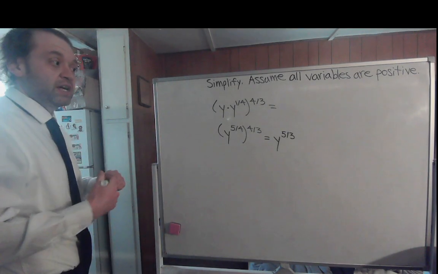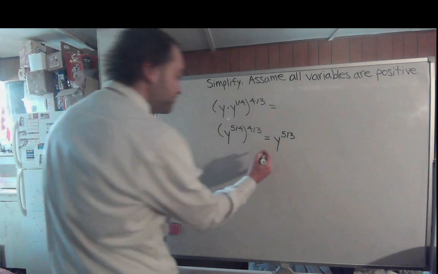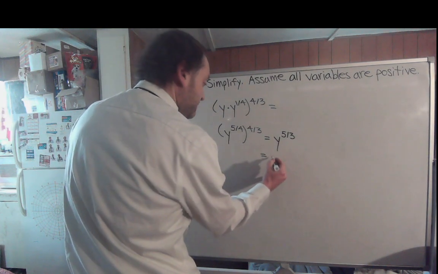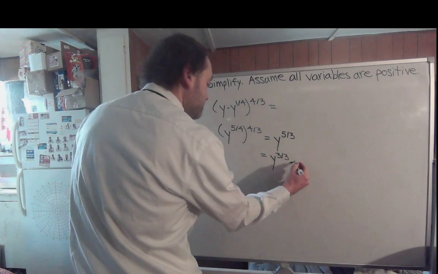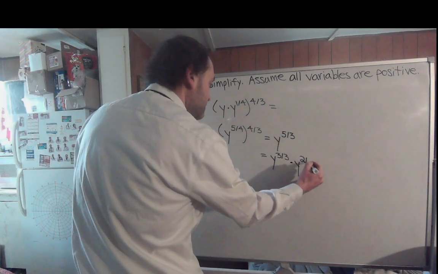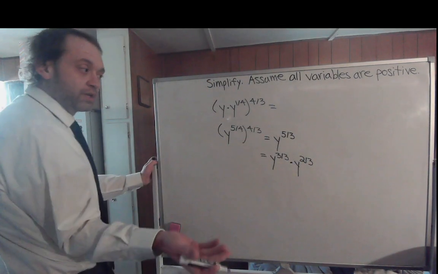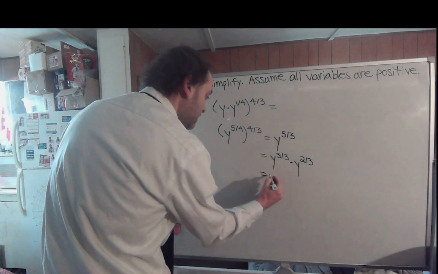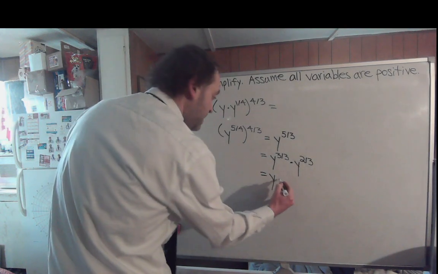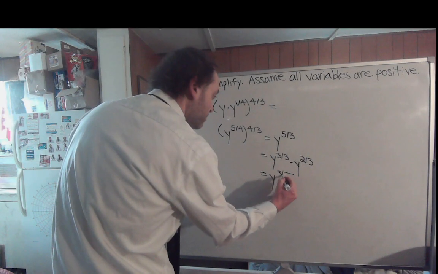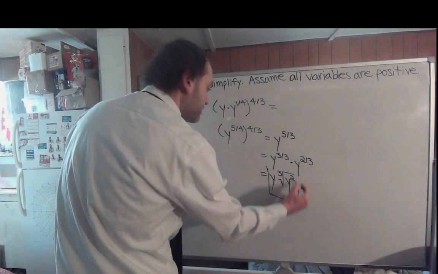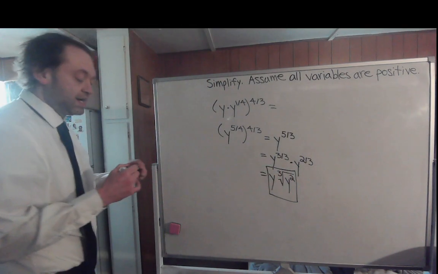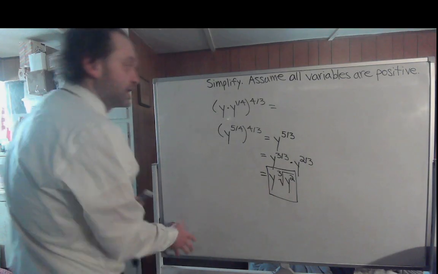Can we simplify this further? Yes. Y to the 5/3, that's the same as y to the 3/3 times y to the 2/3. Well, y to the 3/3 is just y. So you'd end up getting y times the cube root of y to the second power. And that's how this would simplify. You get y times the cube root of y to the second power.